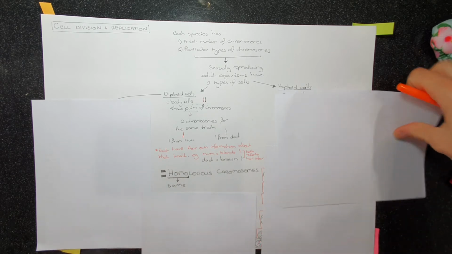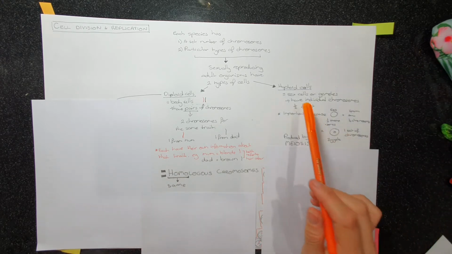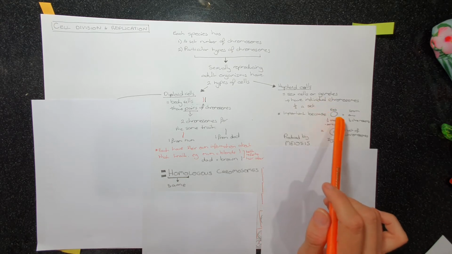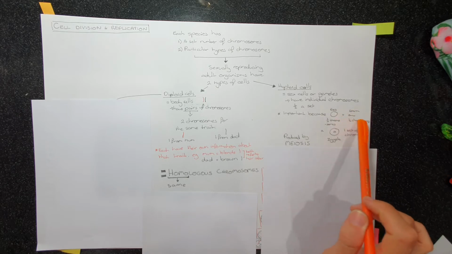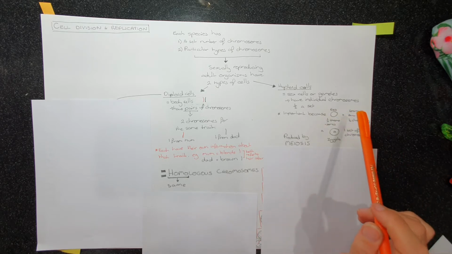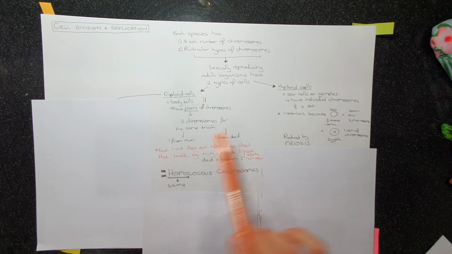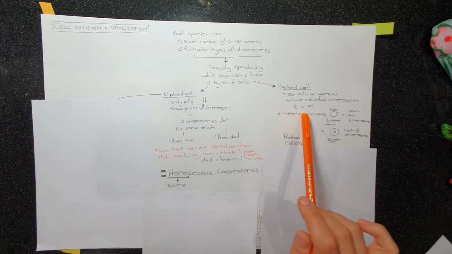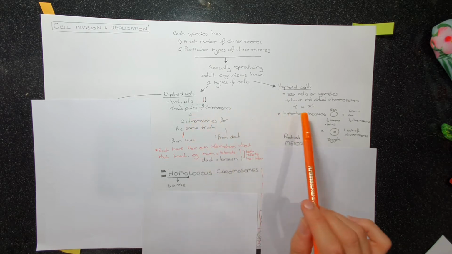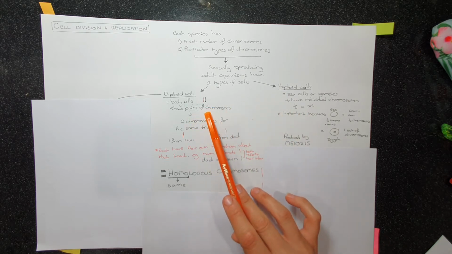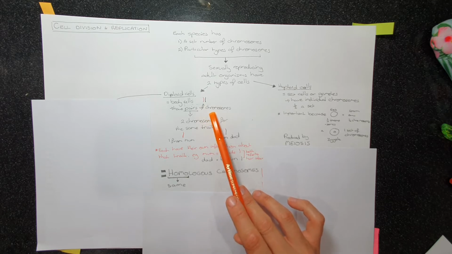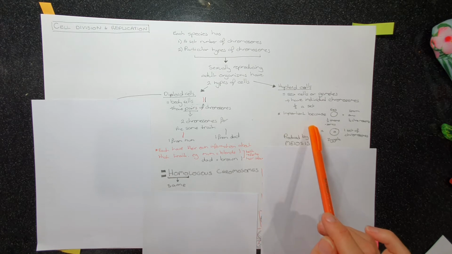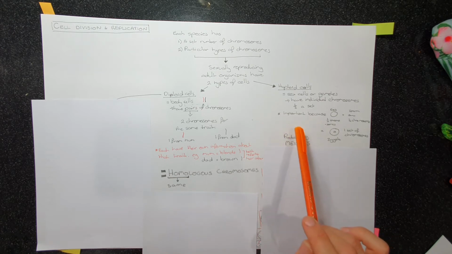In contrast, haploid cells are sex cells or gametes. These are the egg cells that are found in females and the sperm cells that are found in males. The key difference between haploid and diploid cells is that haploid cells have half the amount of chromosomes found in diploid cells. While there are 46 individual chromosomes, or 23 pairs, in diploid cells, haploid cells have 23 individual chromosomes, so they don't have any paired chromosomes in them.